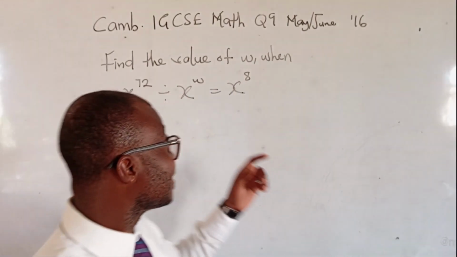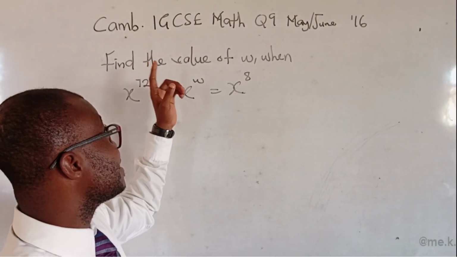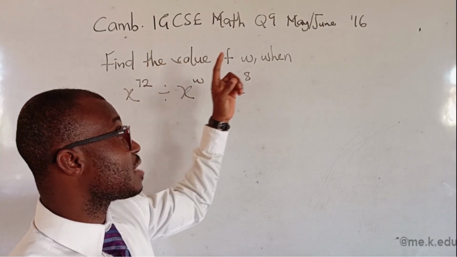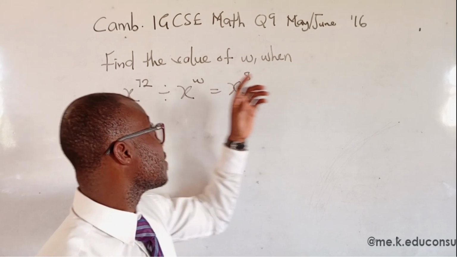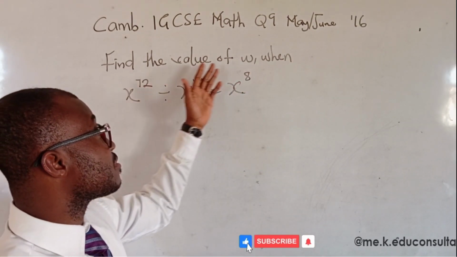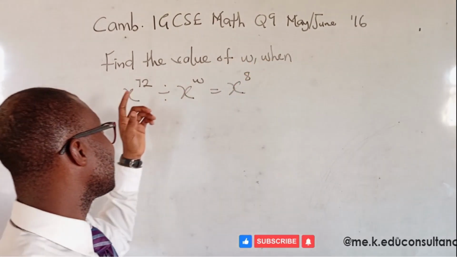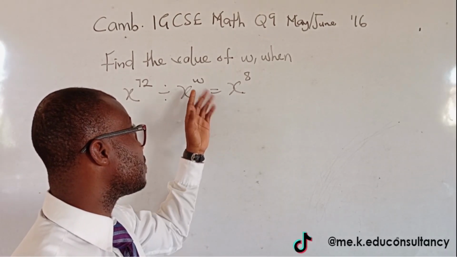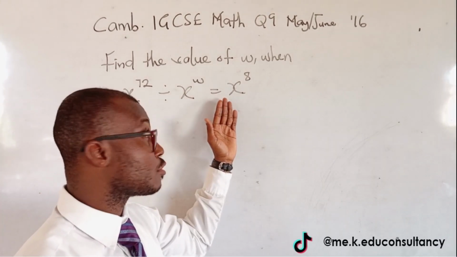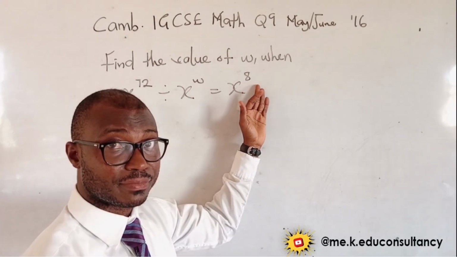Well, this is another IGCSE past question, number 9, May/June 2016. We are given this to find the value of w when x to the power 72 divided by x to the power w is equal to x to the power 8.